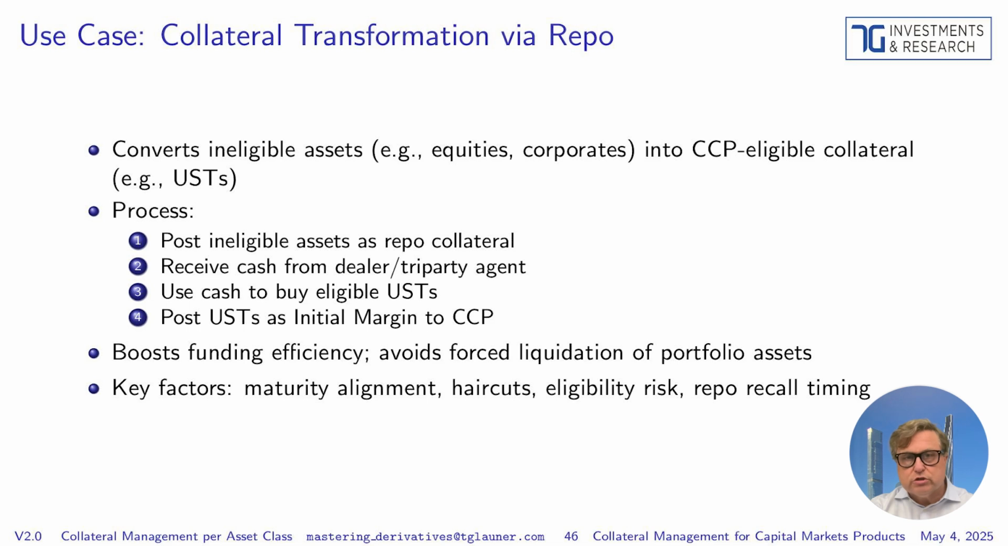Remember, repos have maturity dates, so this borrowing will need to be rolled to avoid having to pay back the cash. Then you receive cash from a dealer or tri-party agent. This cash is used to purchase eligible US Treasuries. Finally, these treasuries are posted as initial margin to the central counterparty. This method enhances funding efficiency by preventing the forced liquidation of portfolio assets when they're not immediately eligible for posting as collateral.